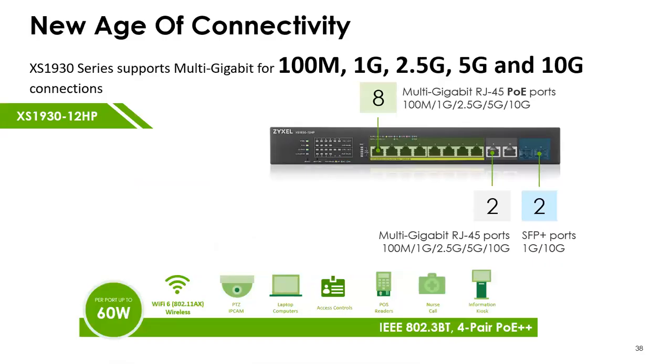So on the switch side of things, we have launched the XS1930-12HP. This is the ideal switch to use with the WAX650S. It supports 5 gigabit Ethernet on the WAN ports, and it supports that full 802.3bt 60 watt PoE power. So this makes sure if you pair this with the WAX650S that you've got enough power to power multiple APs, and you've also got enough bandwidth throughput to be able to support the data coming off of those APs.